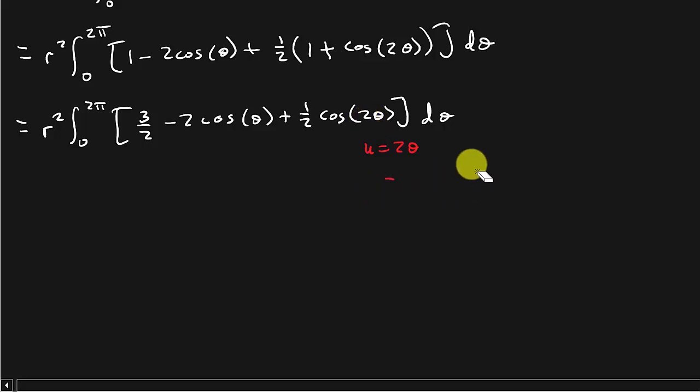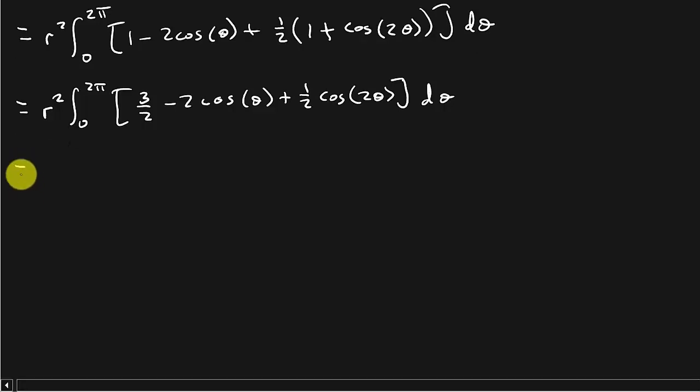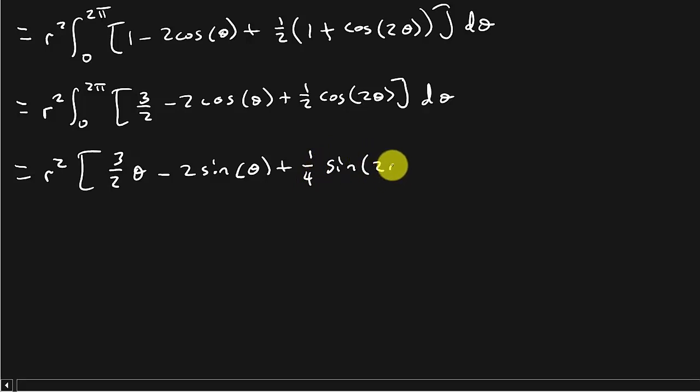I'm not going to go through and do it. You should know how to do that. So that's going to be r squared times 3/2 theta minus 2 sine theta. I'm integrating now. And once you do your u substitution and integrate, that's 1/4 sine 2 theta, from 0 to 2 pi.